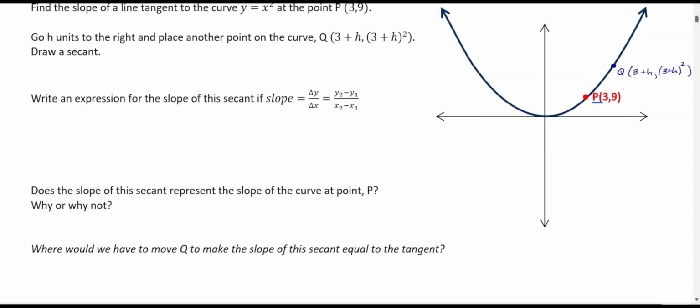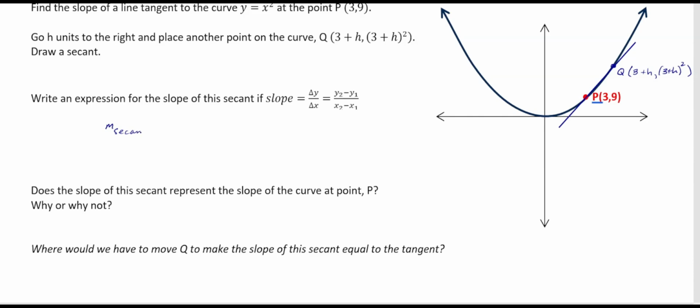So we'll draw a secant here. So I'll insert a secant. Okay, there we go. I've drawn a secant right here. Okay, and then write an expression for the slope of this secant, if slope is y2 minus y1 over x2 minus x1. Okay, so we'll write this right here.